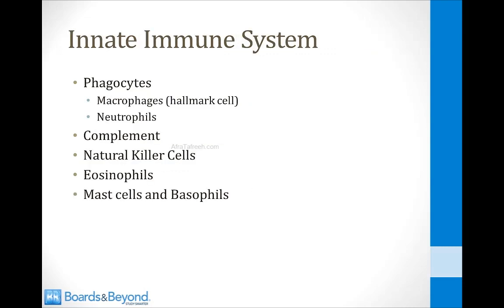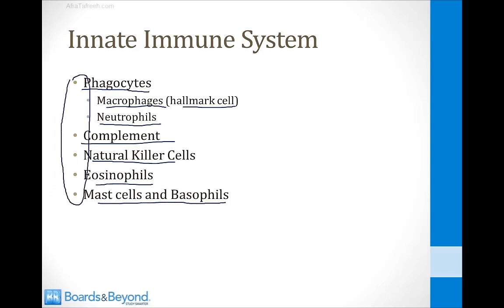So let's start our discussion of the innate immune system by listing the key players in this system. And the first set of key players are the phagocytes. These are cells that essentially eat pathogens that get inside the body. The first group are the macrophages. This is the hallmark cell of innate immunity, as we shall see. And then the second group are the neutrophils, which are cells that are essentially on call, and they can be called in to assist the macrophages when an infection is taking place. The next key element of innate immunity is the complement system. This is a series of proteins that can be activated inside the body to kill pathogens. And then finally, there are natural killer cells, eosinophils, and mast cells, and basophils. And in the remainder of this module, we're going to talk about all of these elements of innate immunity.